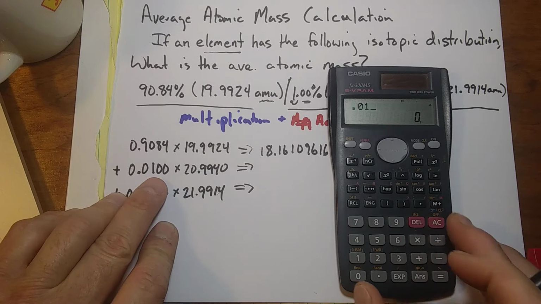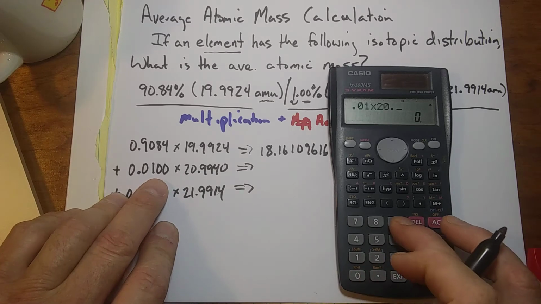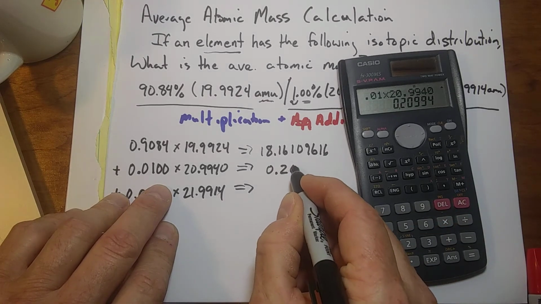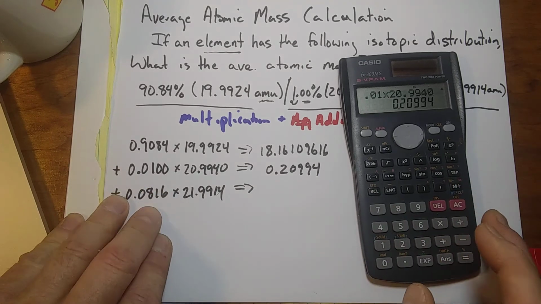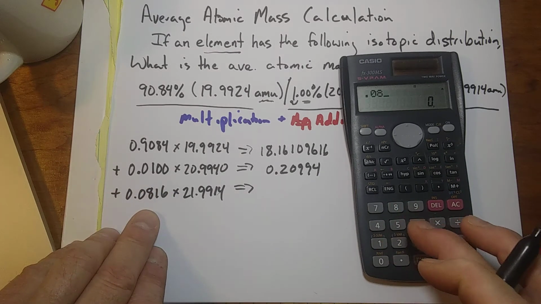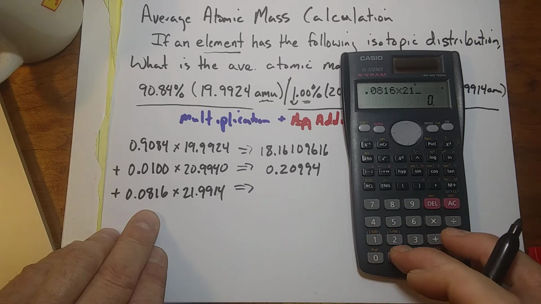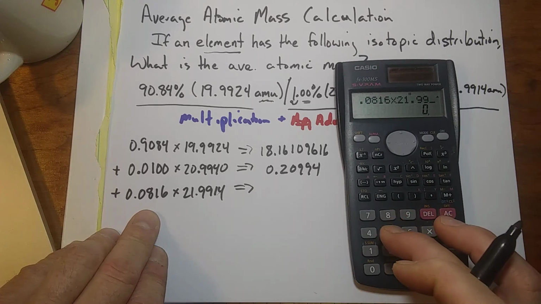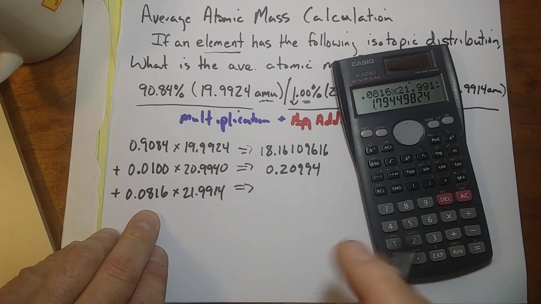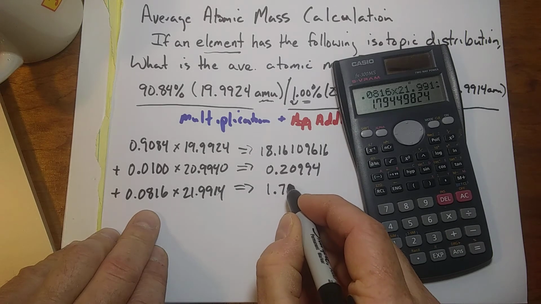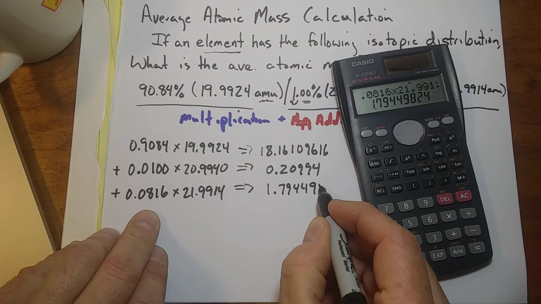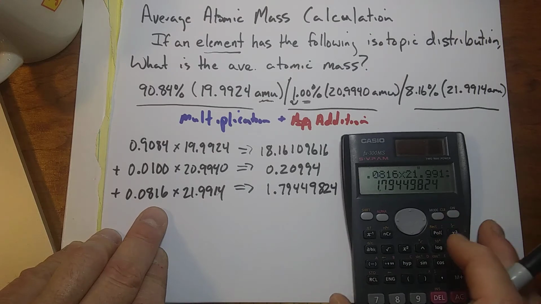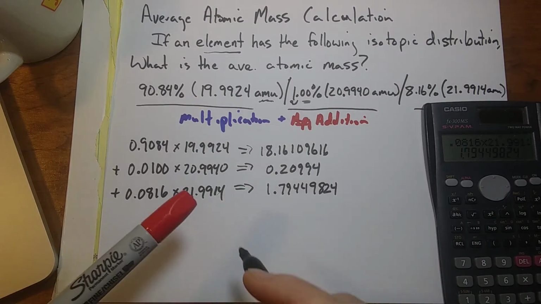The next one, 0.01, just for sake of ease, I'm going to just leave it there, times 20.9940 is equal to 0.20994. And then last, 0.0816 times 21.9914. We get 1.79449824. Check that to make sure. Yeah. Okay. So now what we want to do is consider the sig figs.